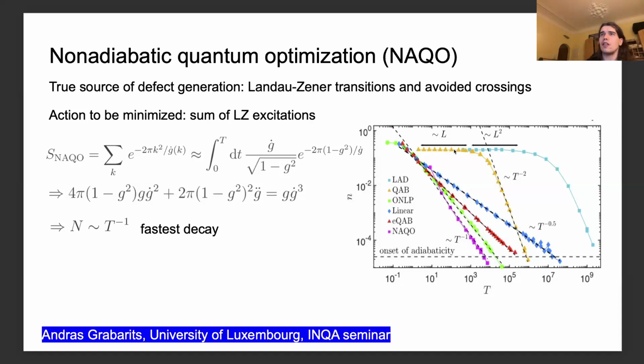The first two curves, the plateaus, are the already mentioned local adiabatic drivings. Then comes the linear protocol decaying as 1 over square root. Then the extended quantum adiabatic brachistochrone, which I didn't have time in this talk to talk about, and the optimal nonlinear passage. And the best, the fastest, and the shortest onset of adiabaticity identified, shown by this line, is by the non-adiabatic quantum optimization.